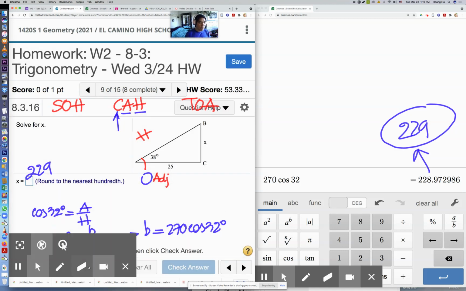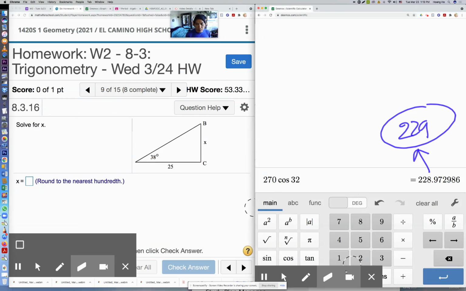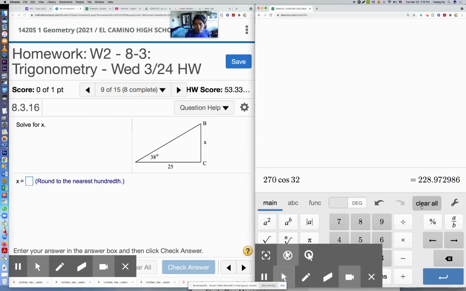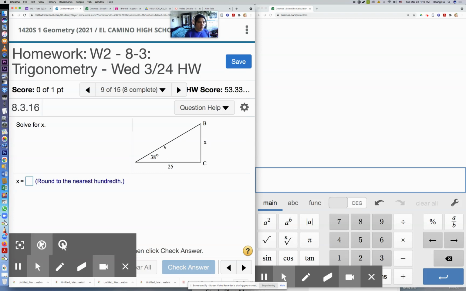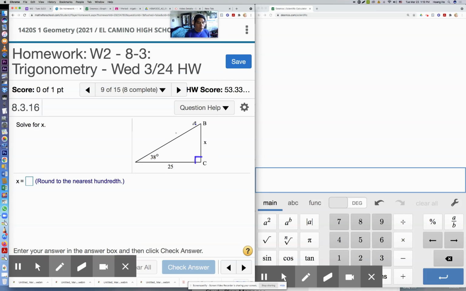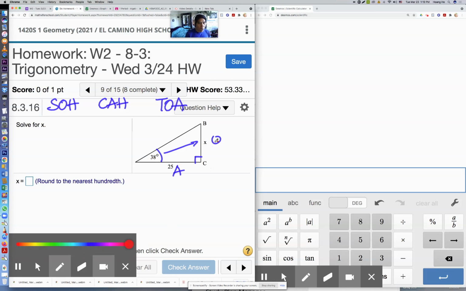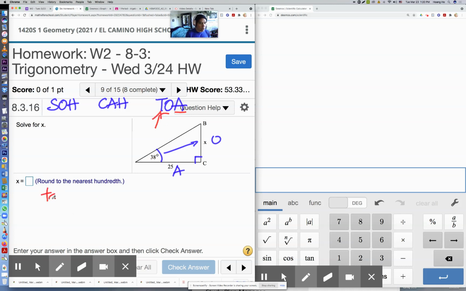Okay, question number 9. I need a calculator, so I leave my calculator along over here. Here is your right triangle. It had to be a right triangle, so they missed that. The hypotenuse we don't have, but we have the opposite, the angle 38 degrees, and the adjacent, which is 25. Let's sing the song again: SOH CAH TOA. So opposite, adjacent, you have to use tangent.